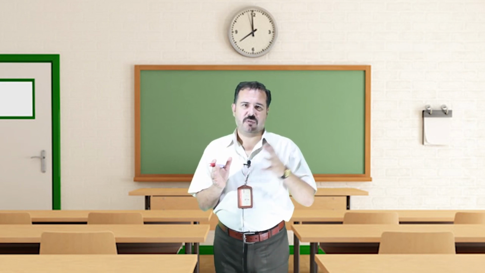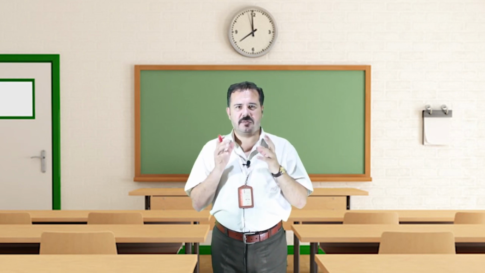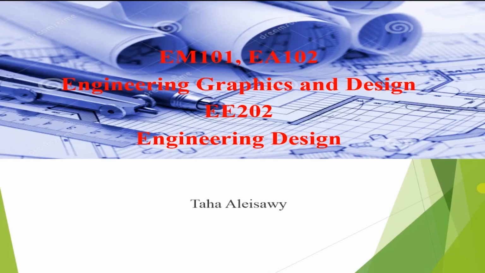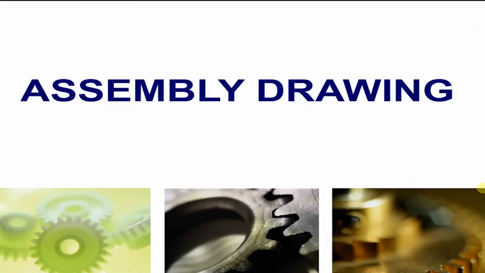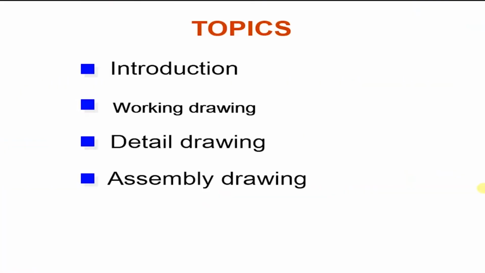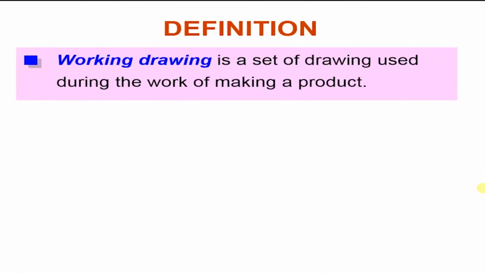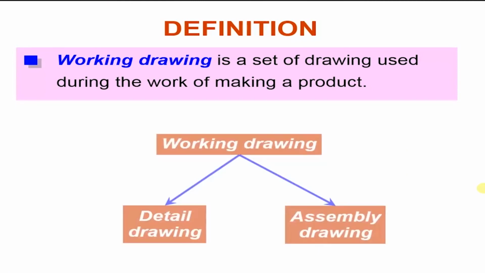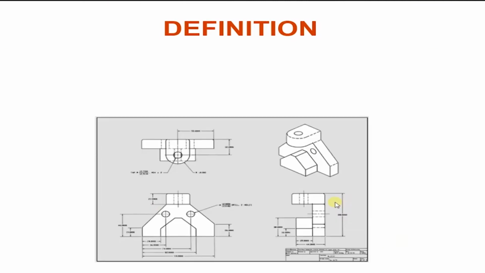Now I'm moving to the slides and the details. Okay guys, let me now present the slides of this chapter, which is the assembly drawing. And the topics already I show you what are the topics that include. In introduction, I want to define a few terms. What is the meaning of working drawings? It is a set of drawing used during the work of making a production, and this set consists of two parts: detailed drawing and assembly drawing.